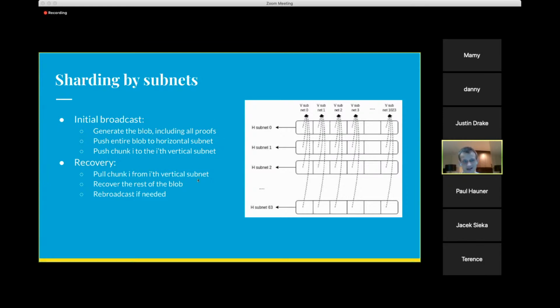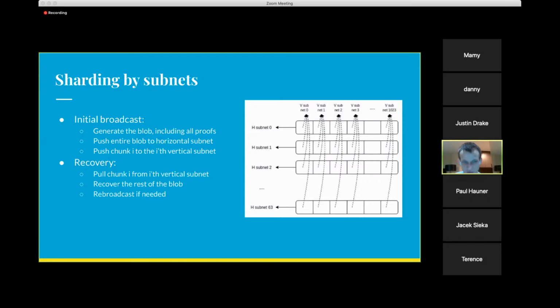Now, recovery. Recovery is important. This is the case where you have a malicious proposer who, let's say, doesn't publish to the horizontal subnet. Instead, they just publish some chunks to the vertical subnets, and maybe only to some of the vertical subnets. So they publish enough data to get most of the clients to accept the block, and enough data to recover the block, but we actually need to do the recovering.